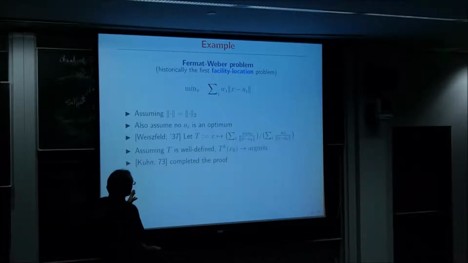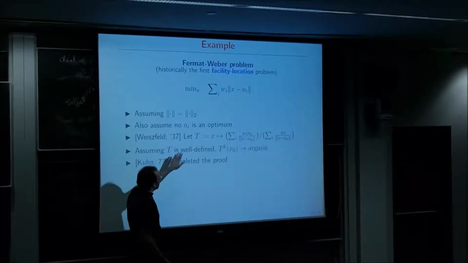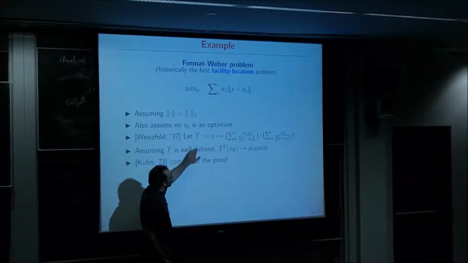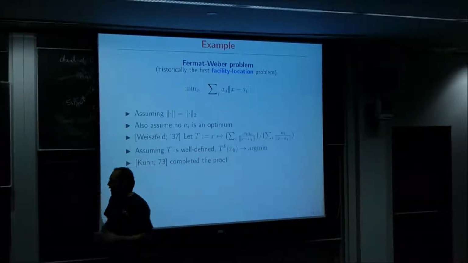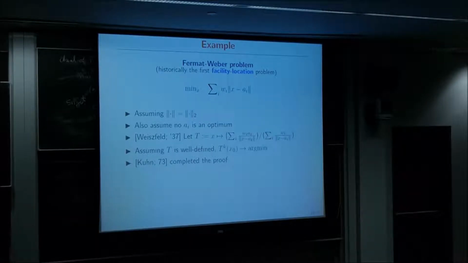I define an operator T which maps a vector x into that thing, and that thing comes from nothing but taking the derivative of that. The derivative will be something minus something equal to 0, and once you rearrange it, that's what comes out. That's not so important. I'm just telling you this name because this Weiszfeld method is a very well-known method.